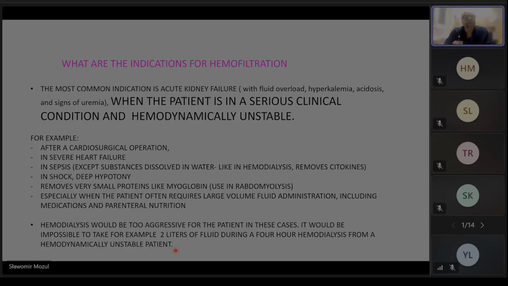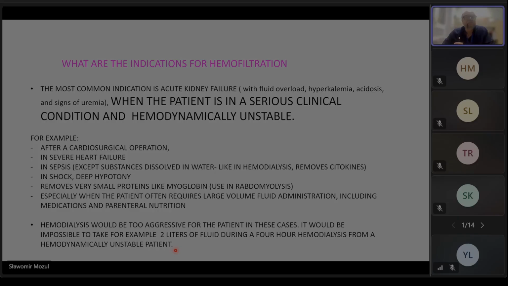So, what are the indications for hemofiltration? The most common indication is acute kidney failure with fluid overload, hyperkalemia, acidosis, and signs of uremia. When the patient is in a serious critical condition and hemodynamically unstable, for example, after a cardiosurgical operation, in severe heart failure, in sepsis, in shock, deep hypotony.